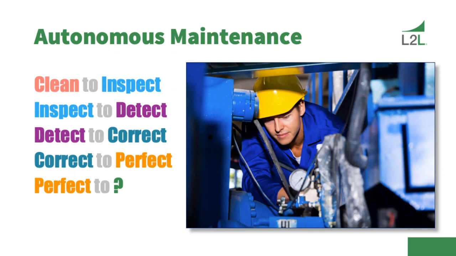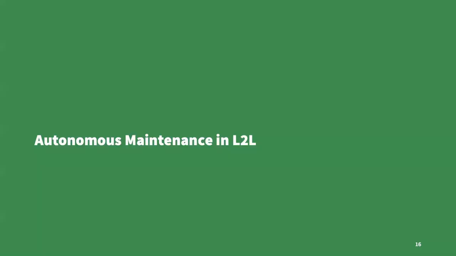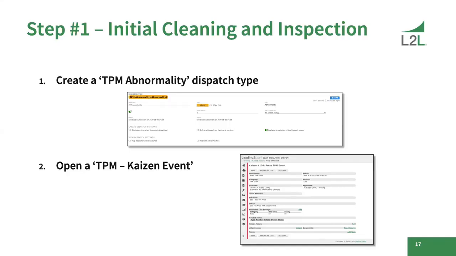Okay. So let's talk a little bit about what we do and how we put together this autonomous maintenance and this operator-based maintenance process inside of Leading the Lean, and some of the features that are in L2L for that. So I'm going to give you kind of what I would do if I was there in your plant and I was going to set up an autonomous maintenance program and try to get people started. This is how I would go about it.